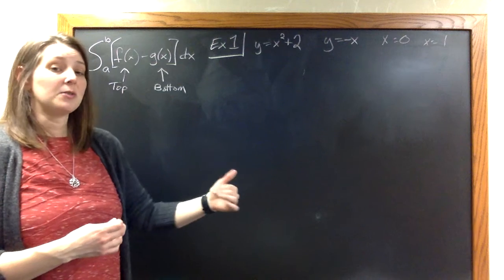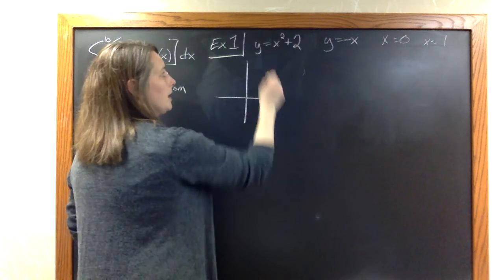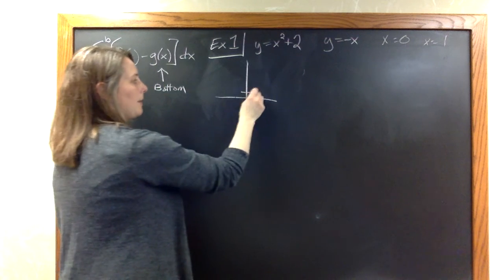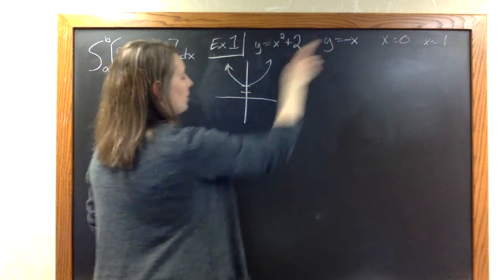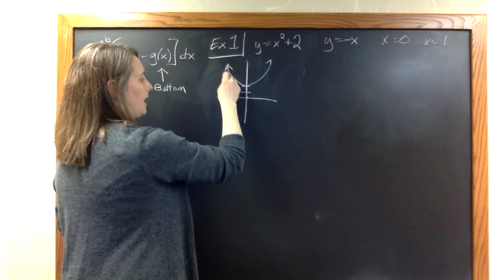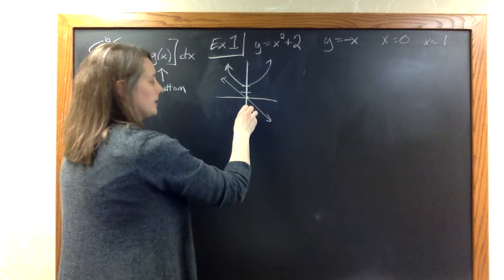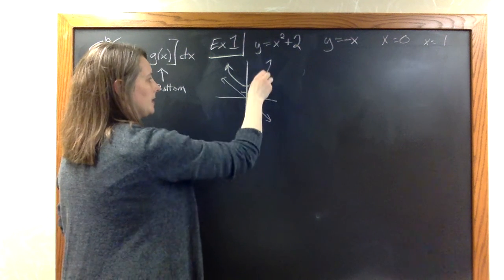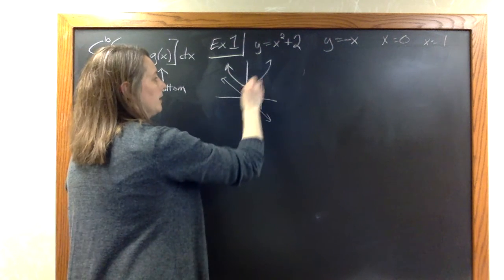So the first thing we want to do is graph this so we can get a good picture of what's going on. Y equals x squared plus 2 is a parabola shifted up 2. So it looks something like that. Y equals negative x, of course, is a line with a slope of negative 1. And x equals 0 is here, and x equals 1 is here. We are looking for this area.